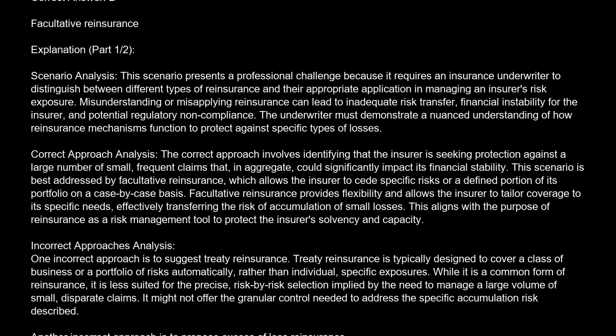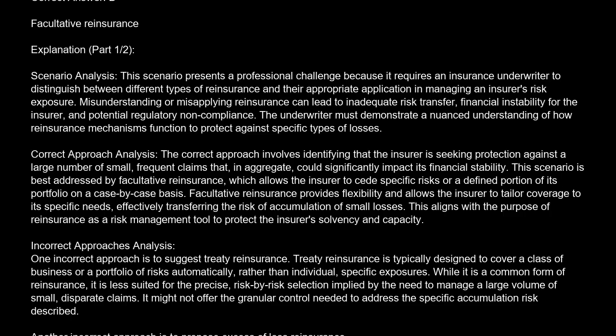Explanation: scenario analysis. This scenario presents a professional challenge because it requires an insurance underwriter to distinguish between different types of reinsurance and their appropriate application in managing an insurer's risk exposure. Misunderstanding or misapplying reinsurance can lead to inadequate risk transfer, financial instability for the insurer, and potential regulatory noncompliance. The underwriter must demonstrate a nuanced understanding of how reinsurance mechanisms function to protect against specific types of losses.